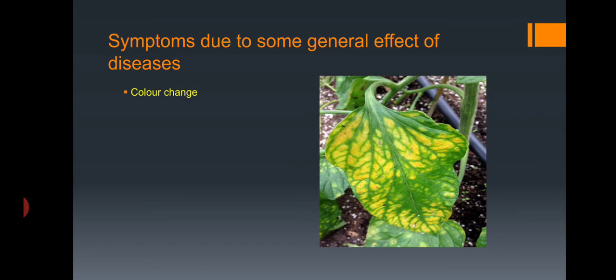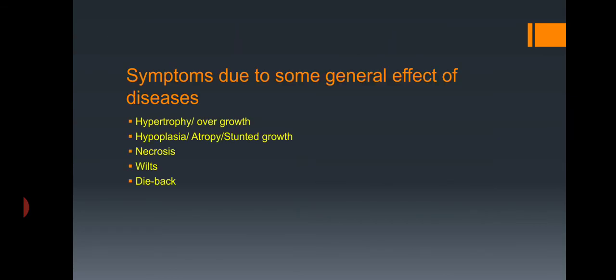So, that is also a common disease symptom. Then sometimes symptoms due to general effects of diseases include hypertrophy, that is overgrowth. In some leafy vegetables like spinach, we can see this disease symptom, that is overgrowth of leaves, stem and so on. Then the opposite, that is hypoplasia, atrophy or stunted growth, is also there. Then necrosis, that is the dieback.